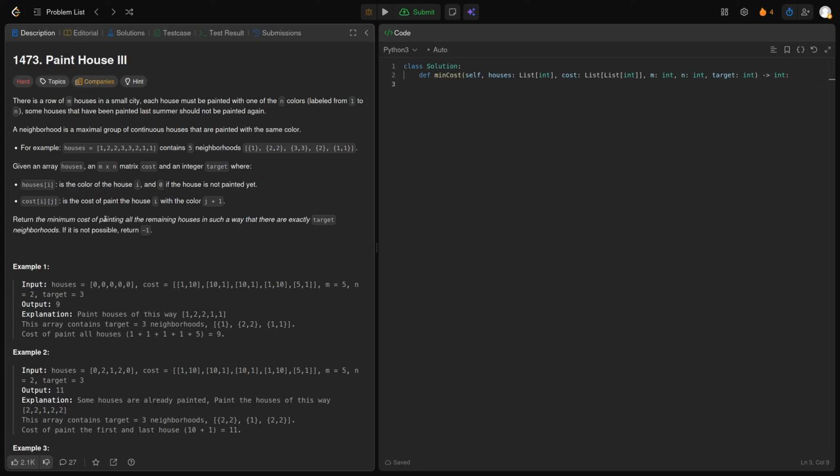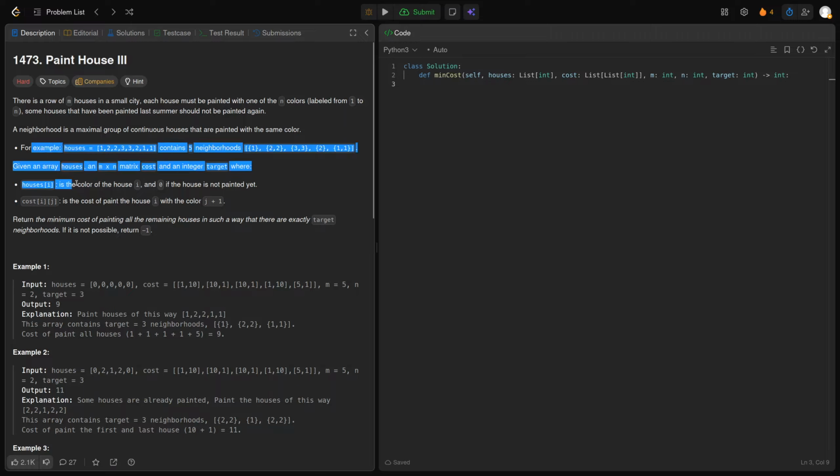So today we are doing problem 1473, Paint House III. Basically we have m houses and each house needs to be painted with one of n colors from 1 to n. Some houses are already painted, for example here houses 2, 3 and 4 are painted with colors 2, 1 and 3. 0 means it's not colored with anything. Cost is a matrix which in each row i, entry j tells us how much it costs to color the house with index i with color j plus 1.